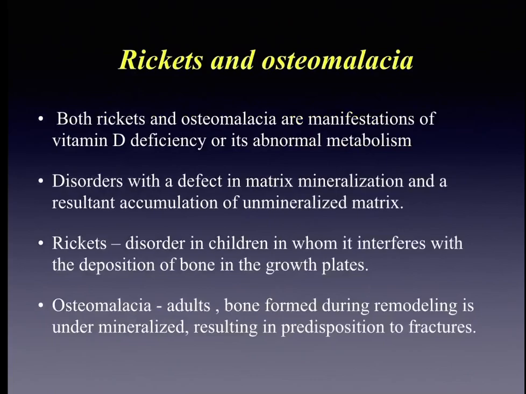So rickets is a disorder in children in whom it interferes with the deposition of bone in the growth plates, whereas the counterpart in adults, which is called osteomalacia, here the bone which is formed during remodeling is undermineralized. So this in turn results in predisposition to fractures.